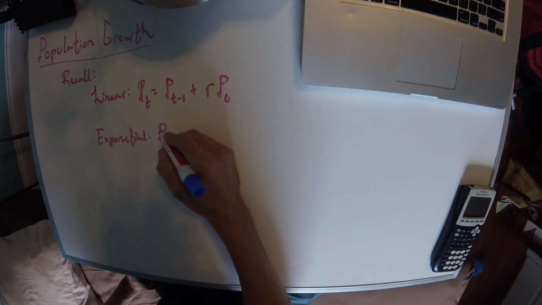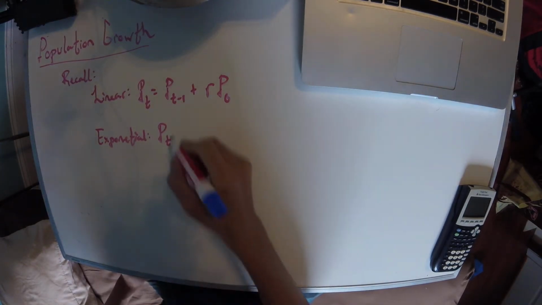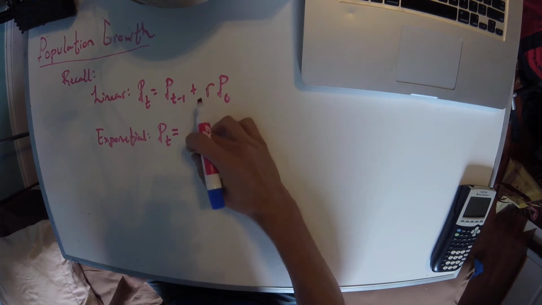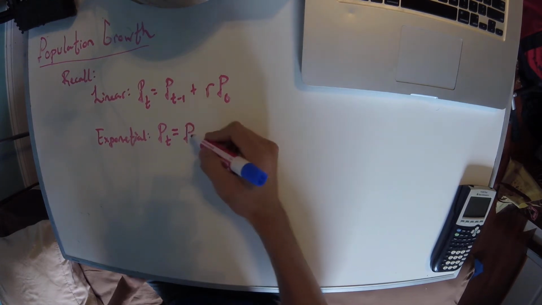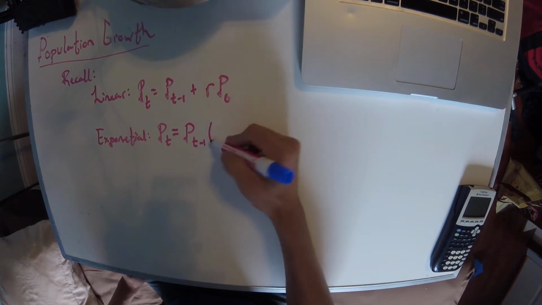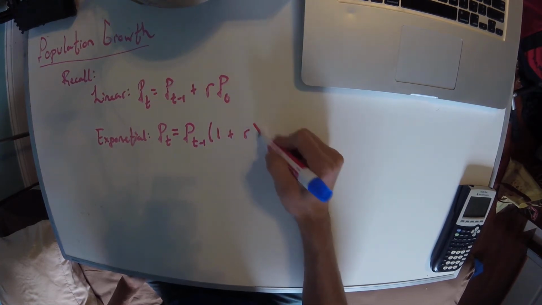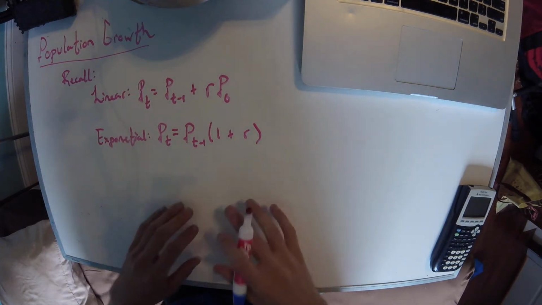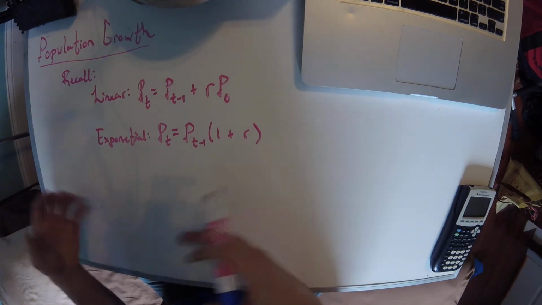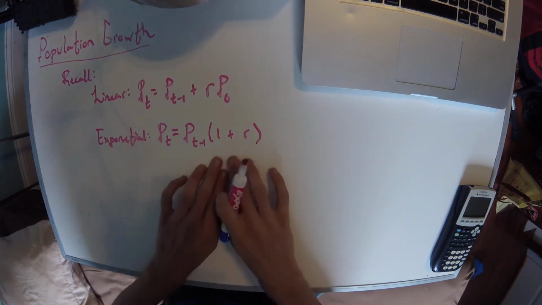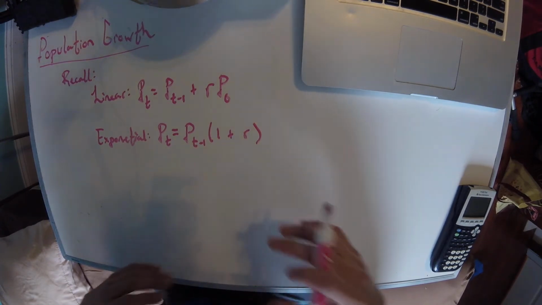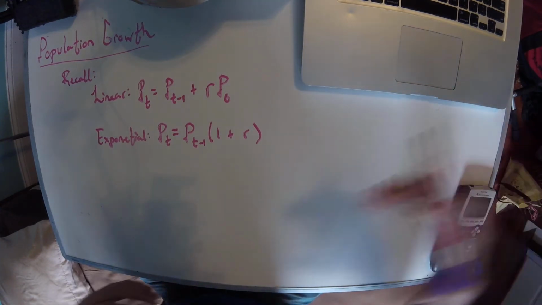And so for exponential, it was slightly different, but only slightly. So for exponential, it was p of t equals, what was it? It was p of t minus 1 times 1 plus r. So now it's just getting bigger and bigger, and it gets bigger in a way that's proportional to its size in the previous time step. So this is how you end up with a population that just grows, and the rate at which it grows just continues to increase. It just blows up.